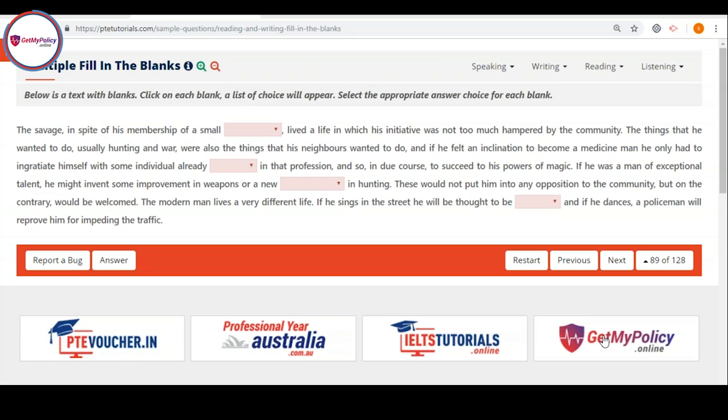Today I'm here to talk about a very important section of the reading module, even one of the most important question types. That is reading writing blanks that you get in your reading module.